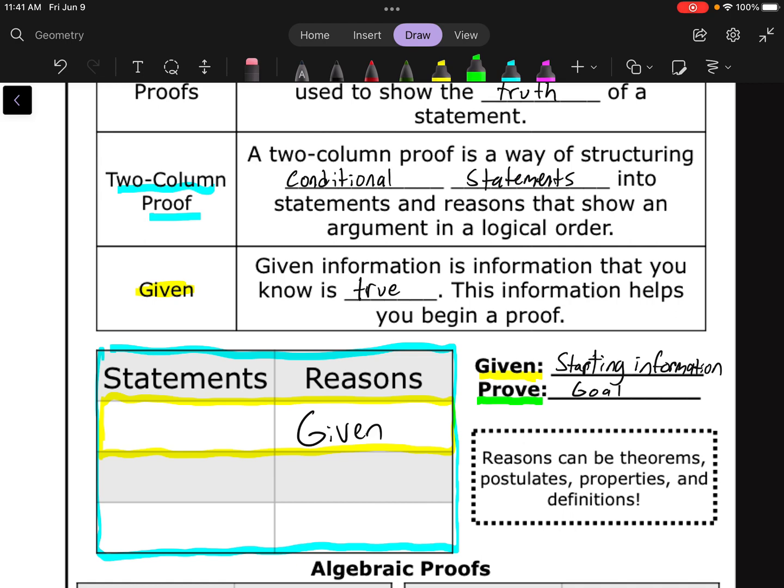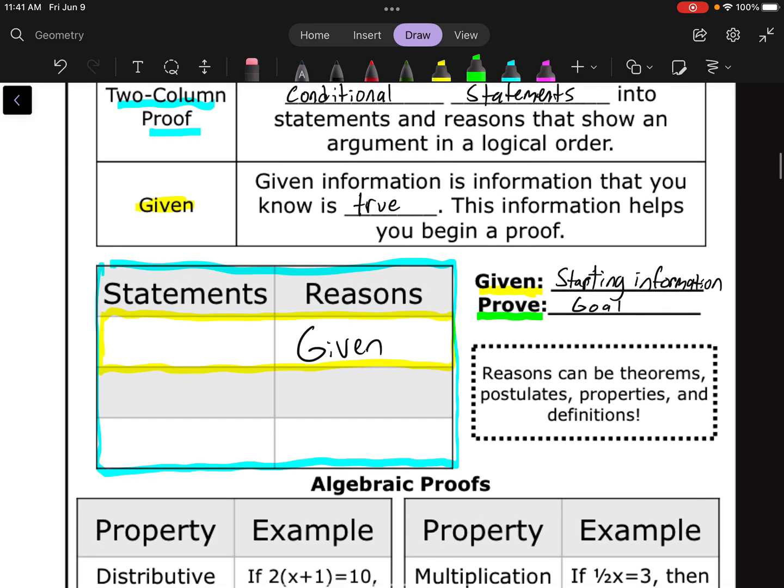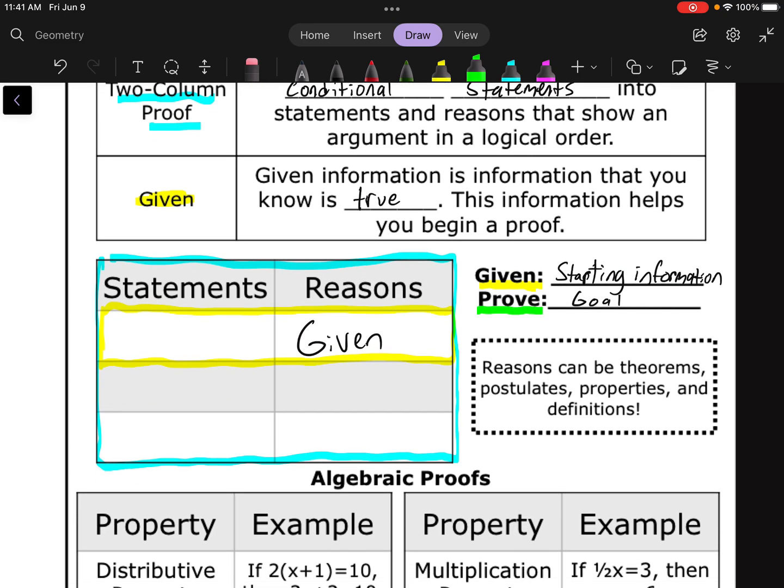And then the next couple rows, could be only one more row, could be two, could be three, who knows, are going to be filled with other statements that we know are true based off of the given. And we need to provide other reasons why we know those things are true. And that little dotted box over there says that our reasons can be things like theorems, postulates, properties, definitions. It can be a lot of stuff. And we will eventually be done with our proof whenever we have our prove statement written down. So remember, the proof statement is the goal, and whenever we get there, we know that we are done.